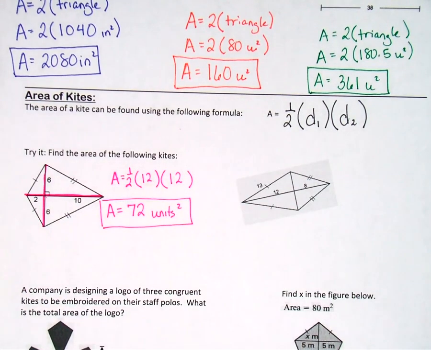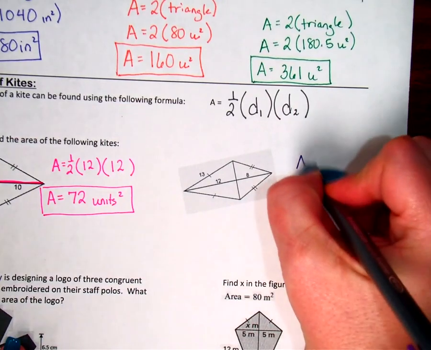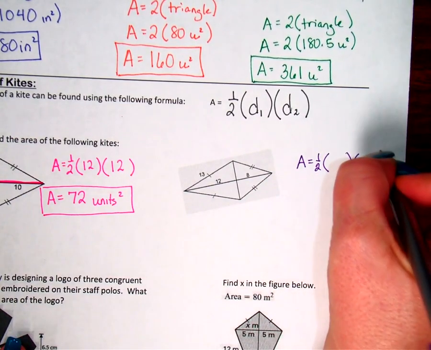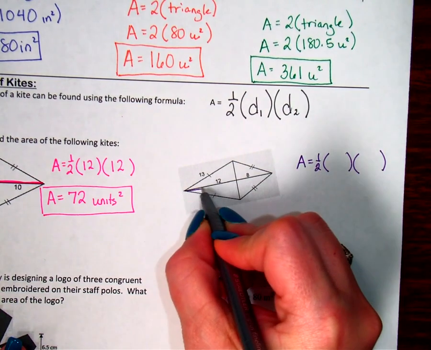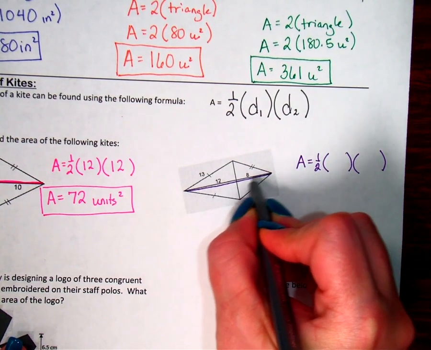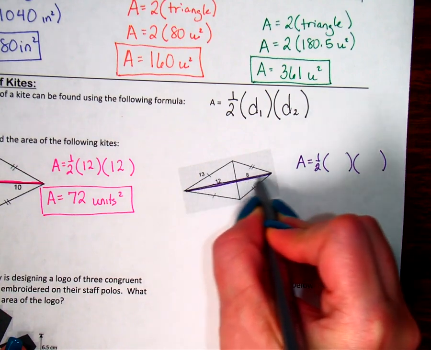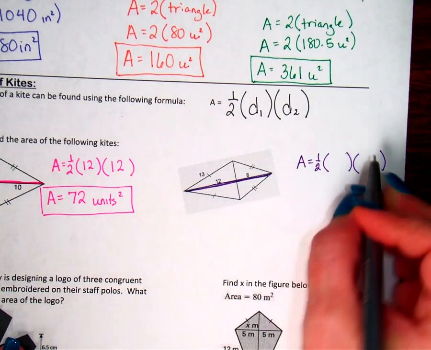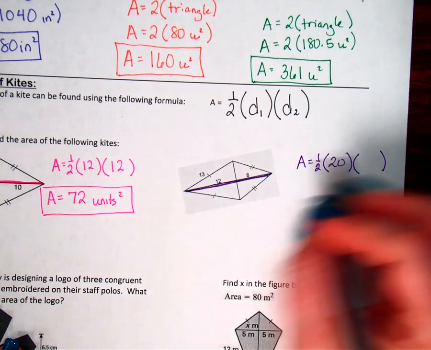Okay, let's do one more, and we'll leave the last 2 for the next video. Okay, so when I look at this one, my area equals 1/2 diagonal 1 times diagonal 2. I'm just going to use this one as diagonal 1 because it doesn't really matter which one's 1 and which one's 2. So on this one I have to go 12, and then I have to go another 8, so that's a total of 20.